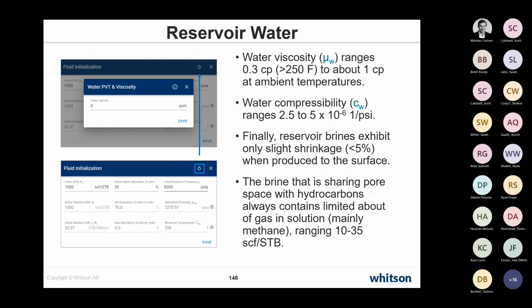And that's something to think about for especially some of these areas where we produce a lot of water. If that water has been sharing pore space with hydrocarbons, some of the gas you're producing at surface, especially if your water oil ratio is like 5, or your water cut is like 80%, or 0.8, some of the gas that you're producing will probably come from the water phase. So that's just a little FYI.